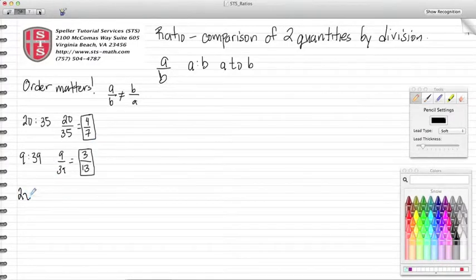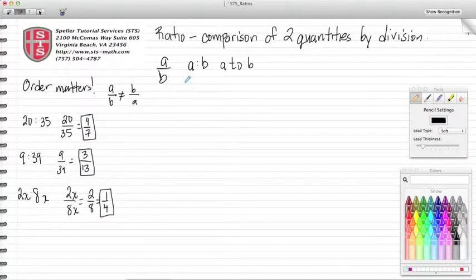And last, if I were comparing the expressions 2x to 8x, that'd be rewritten as 2x over 8x. My x's cancel, leaving me 2/8, and 2/8 can be simplified down to 1/4.